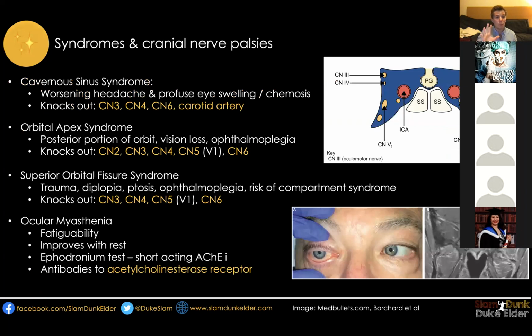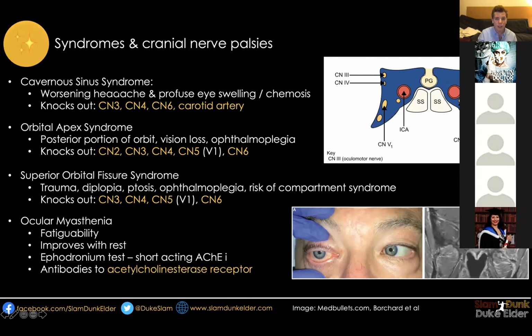Other syndromes that you need to be aware of, okay? I'm not going to go through, sadly, the signs and symptoms of each cranial nerve palsy, but just be aware of the classical signs. Cavernous sinus syndrome, once again, is all anatomy heavy. You need to know your intracranial anatomy to appreciate why these lesions occur and which nerves they knock out.